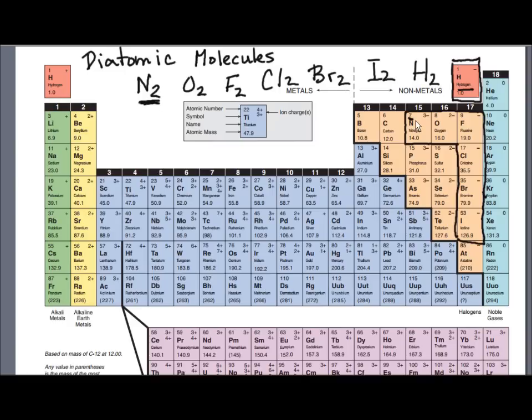So remember, it starts with element 7. It makes the shape of a 7, and there are 7 elements that do this. So that is the magic rule of 7 to help us remember diatomic molecules.